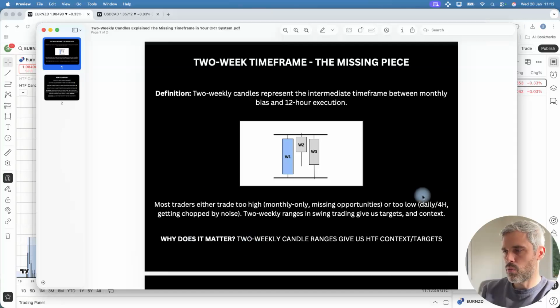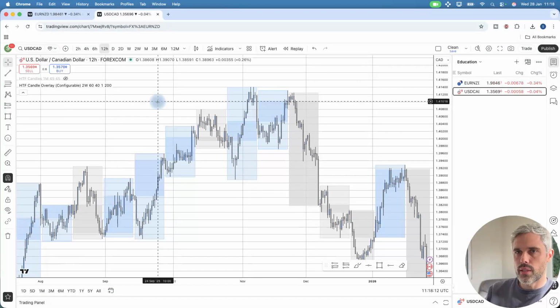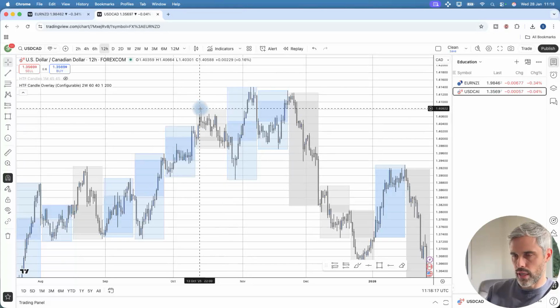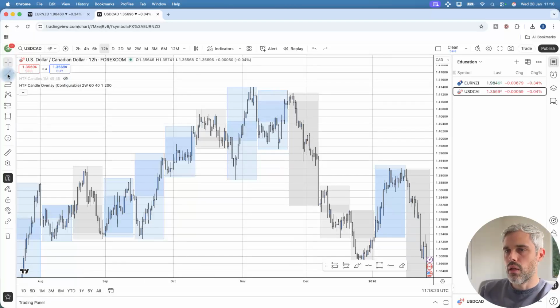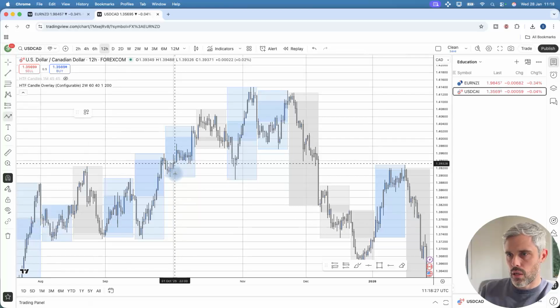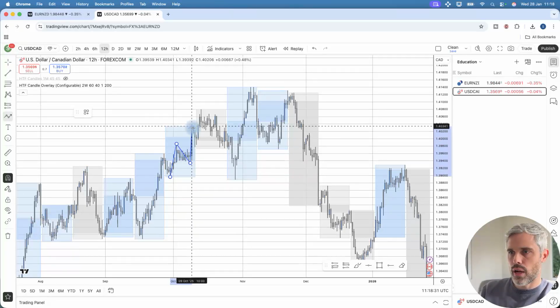Why does it matter? Because we want higher time frame context and targets to get into high probability trades. So let's look at an example on USD CAD. We're going to join price action right here. We're still on the 12-hour time frame, and we've got our 2-week candles overlaid onto the time frame. What we're seeing is essentially bullish price action, whereby lows are being respected and highs are being traded through, and we create a 2-week bullish candle.